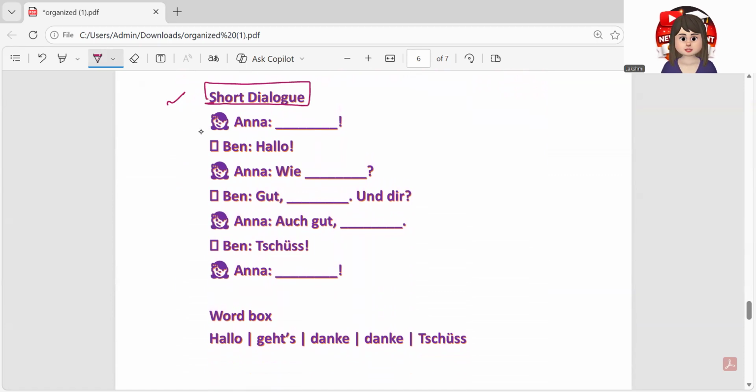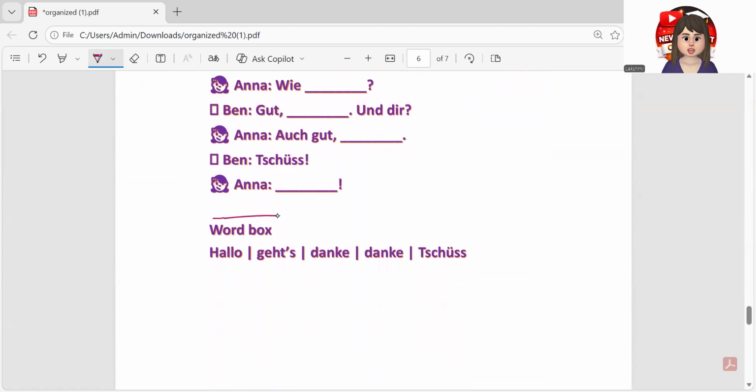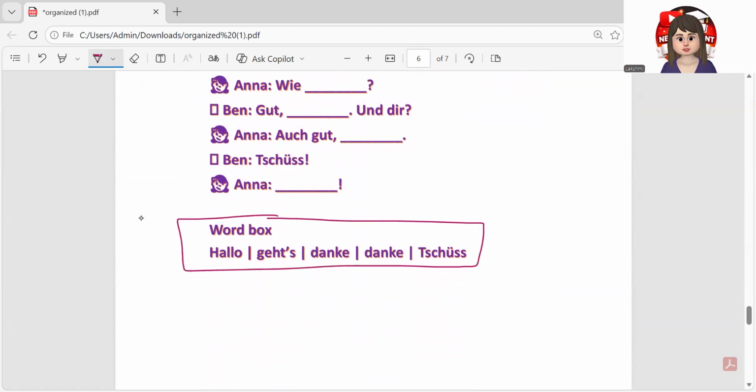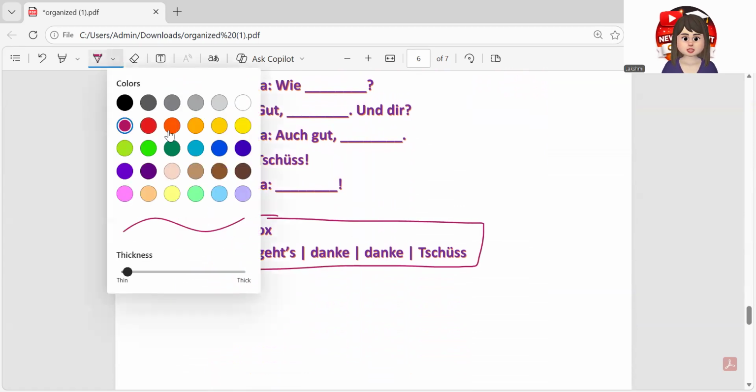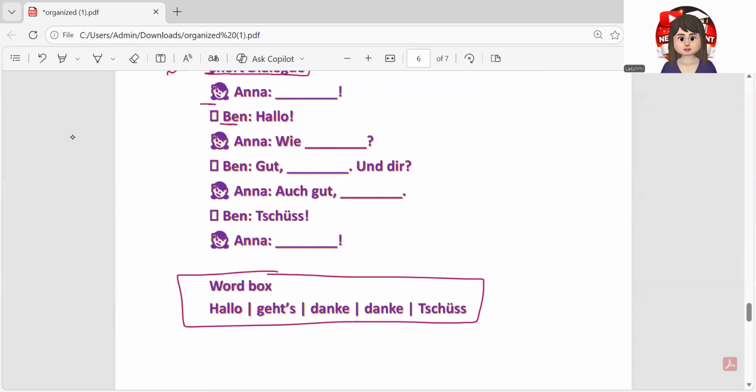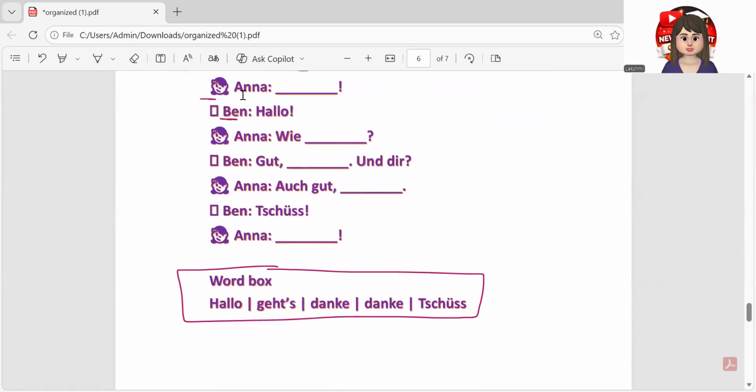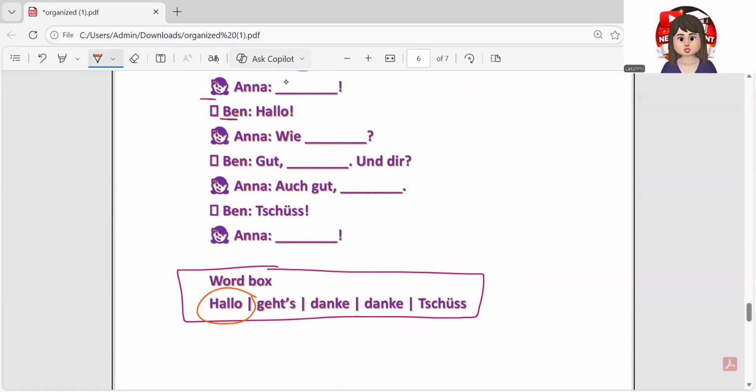Okay. Now let's do the last exercise regarding this topic, that is your short dialogues. Next one here, you can see the dialogue between Anna and Ben. And you have the helping box also, you need to choose which is the correct answer. Let's see it. So first it's saying Anna. Which option will you match? Anna will say what? Hallo to Ben. They are friends, they are meeting with each other, and how will they start the conversation?